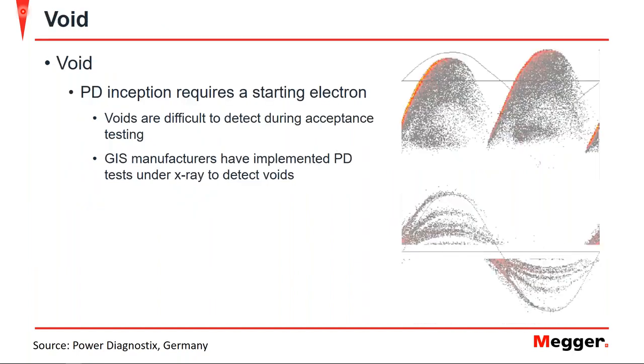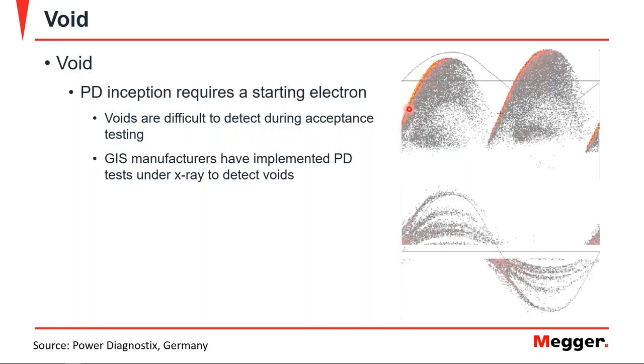And the third and final example I have here is a void discharge, in which the partial discharge inception requires your starting electron. And these voids are difficult to detect during the acceptance testing, where GIS manufacturers have now implemented PD testing under the X-ray to detect voids. So you have to actually use an X-ray to excite them, create that initial starting electron that we had previously discussed, which would then start the partial discharge pattern.